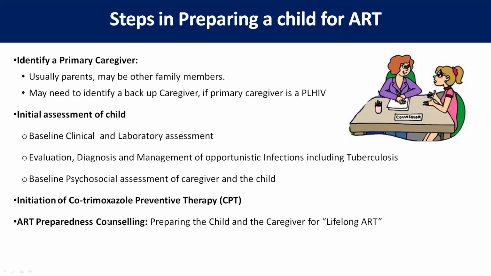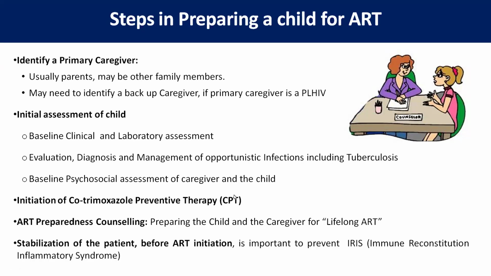And then you do the ERT preparedness and counseling, prepare the child and the caregiver for lifelong ERTs, and then you start the ERT, and then you see the side effects of other drugs. So, in case there's any severe malnutrition, which is very common, and if you don't do the anthropometric measurements, you will miss severe malnutrition, because there's a definite criteria for telling a patient is SAM, severe acute malnutrition, or moderate acute malnutrition, ma'am.